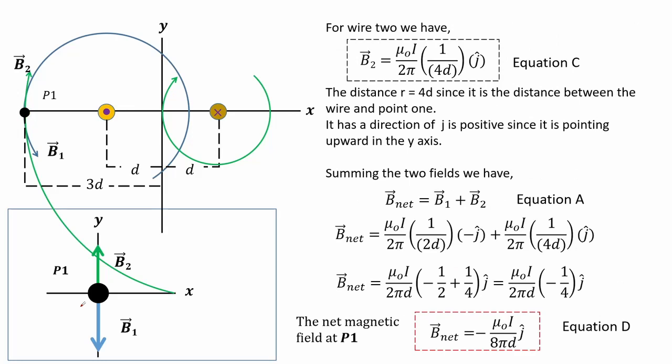For wire 2 we have equation C. The distance r equals 4d since it is the distance between the wire and point 1. The direction of j is positive since it is pointing upward along the y-axis. Summing the two fields, we have a net magnetic field at point 1 with a negative value, mathematically proving that it points downward, as shown in equation D.